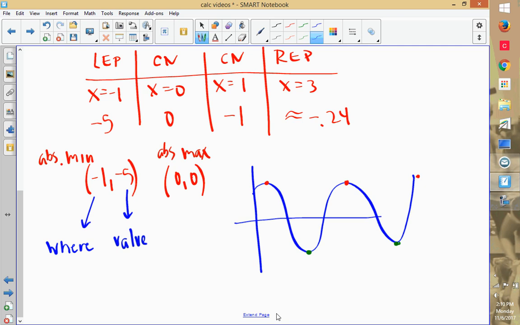So I want you guys to work on the worksheet where we practice finding absolute extrema.